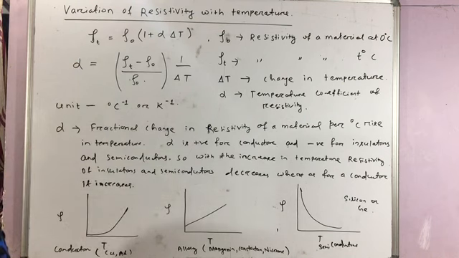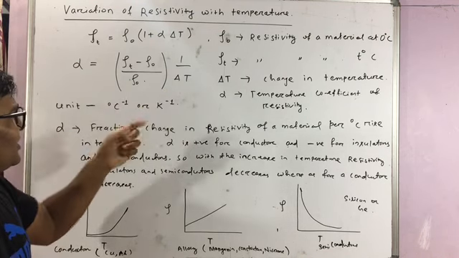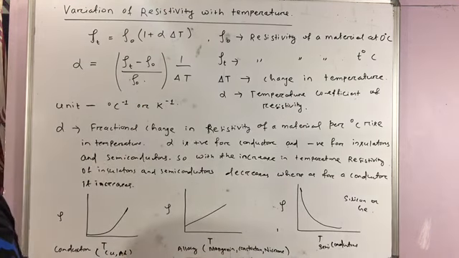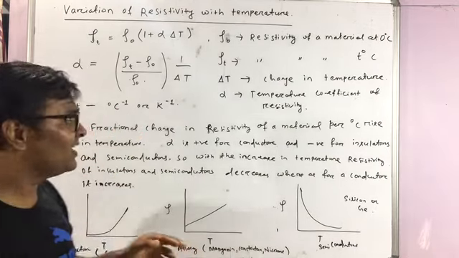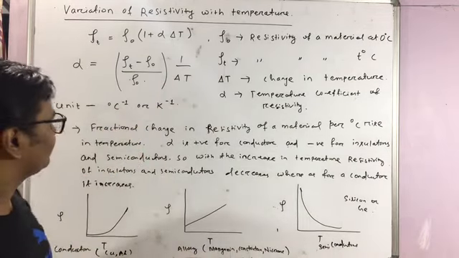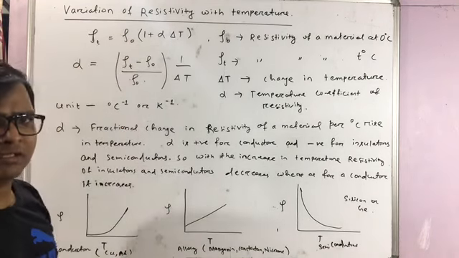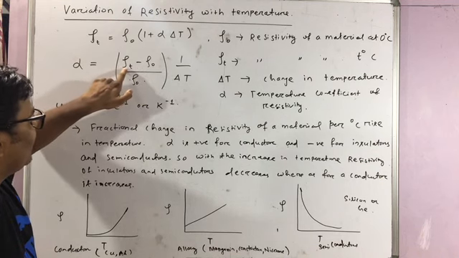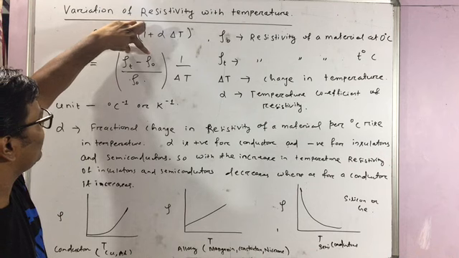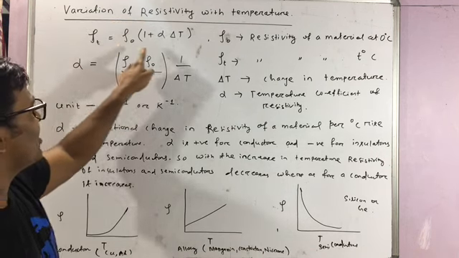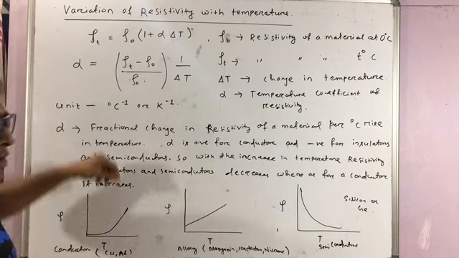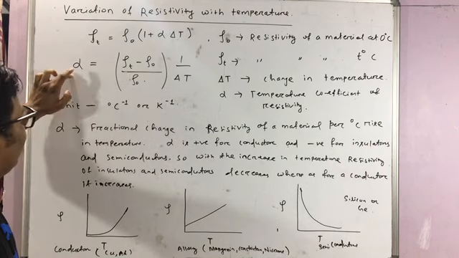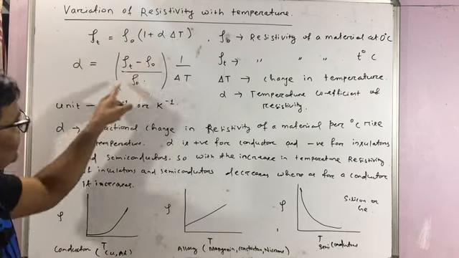Suppose you have a material, and at 0 degrees Celsius it has some resistivity. Let's say the temperature changes by 1 degree, so delta T becomes 1. In that case the resistivity will change by some amount, and that resistivity is your rho T at that temperature. So the change is rho T minus rho 0 divided by rho 0. This quantity is actually a fraction, the change divided by the original value.